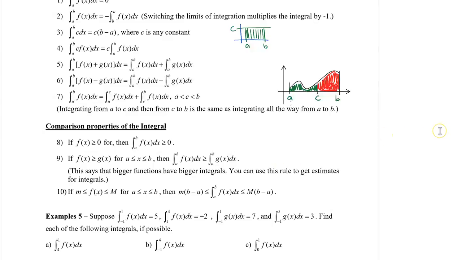Now the last property states that if a function is between lowercase m and uppercase M for all the x's between a and b, then if I integrate that function f of x from a to b, that is going to still be in between the lowercase m times b minus a, and then the greater value will be uppercase M times b minus a. So let's see how to use these properties.